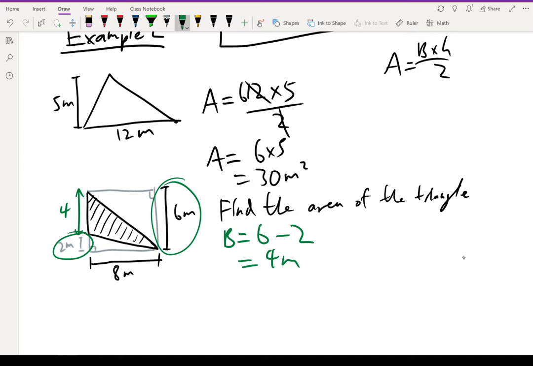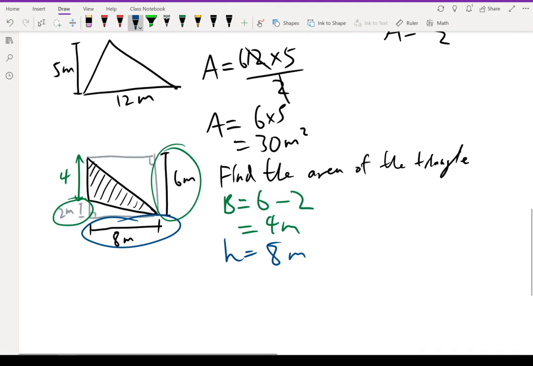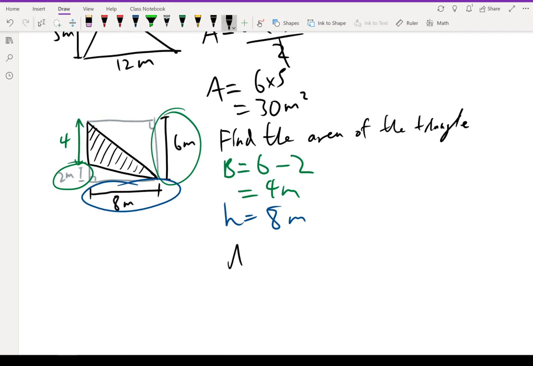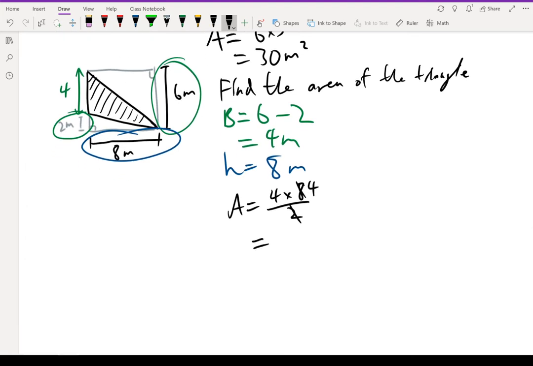Now that we have the base, which one is the height? The height is equal to this one over here, which is 8 meters. So now all we have to do is substitute the values to find the area. So area is equal to base times height, 4 times 8 divided by 2. 2 and 8 can simplify into 4, and so 4 times 4 is 16 meters squared. So we have an area of 16 meters squared. So that's how you find the area of a little bit more complicated triangle.